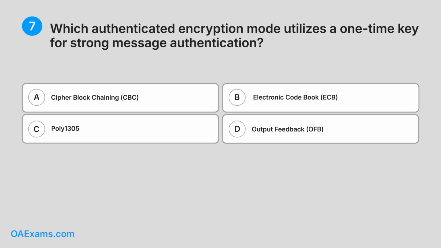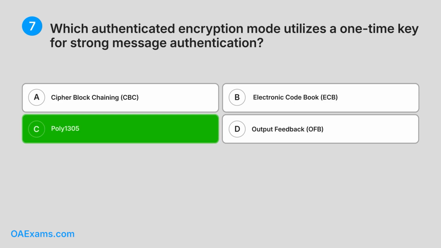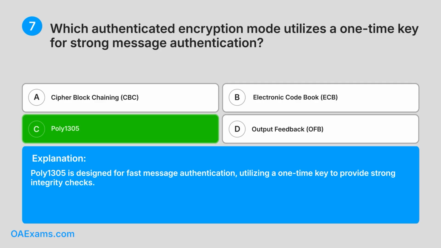7. Which authenticated encryption mode utilizes a one-time key for strong message authentication? A. Cipher Block Chaining. B. Electronic Code Book. C. Poly1305. D. Output Feedback. Do you know the answer? Correct answer: C. Poly1305. Explanation: Poly1305 is designed for fast message authentication, utilizing a one-time key to provide strong integrity checks.